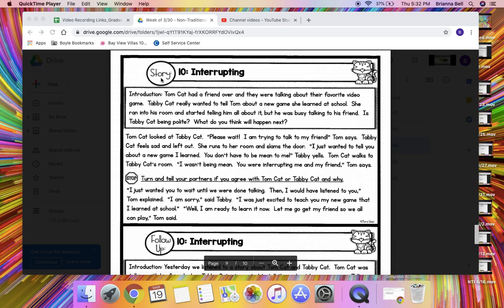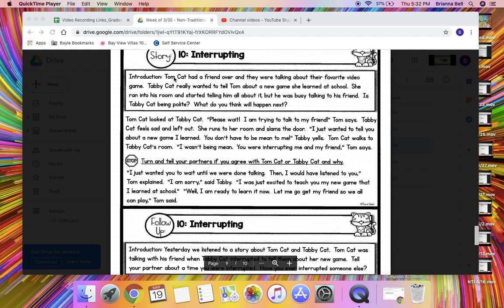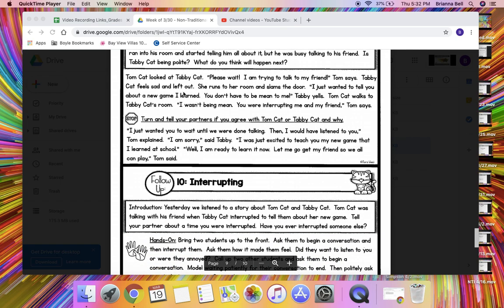Your next page is the story Interrupting. Introduction. Tomcat had a friend over and they were talking about their favorite video game. Tabby Cat really wanted to tell Tom about a new game she learned at school. She ran into his room and started telling him all about it, but he was busy talking to his friend. Is Tabby Cat being polite? What do you think will happen next?